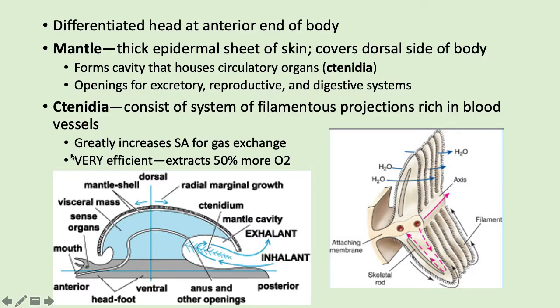So the ctenidia almost act like gills, if you will, filamentous projections rich in blood vessels. You can see that water moves through it, and then oxygen is extracted and sent into the bloodstream, or blood vessels. So it's filamentous for a reason. It increases the surface area for gas exchange, and this organ is actually very, very efficient. It extracts 50% more oxygen compared to gills and other respiratory structures.